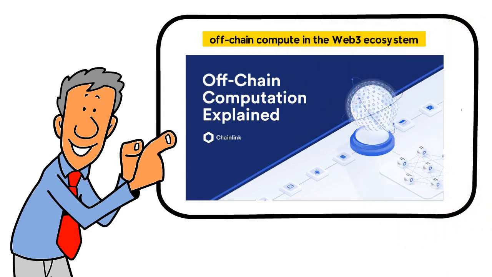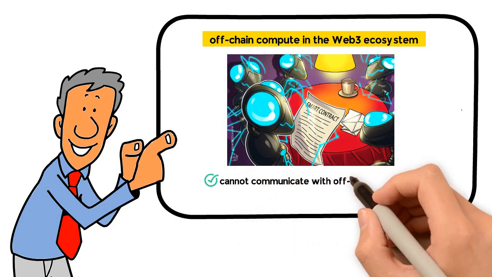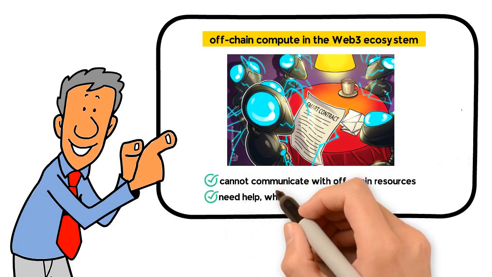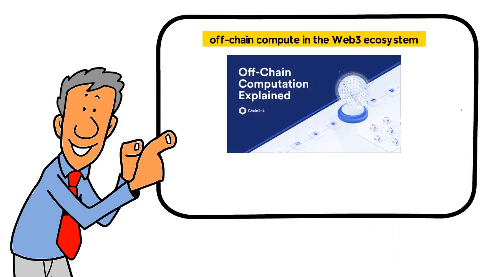Let us look now at the importance of off-chain compute in the Web3 ecosystem. To better understand and appreciate its importance, it's important to know that smart contracts are limited. They cannot communicate with off-chain resources, hence they need help, which oracles are currently providing. Oracles are off-chain compute.